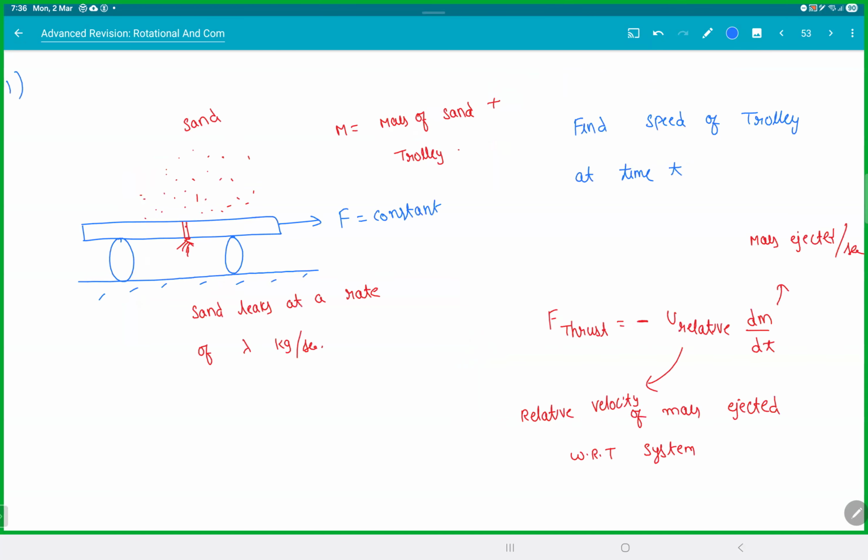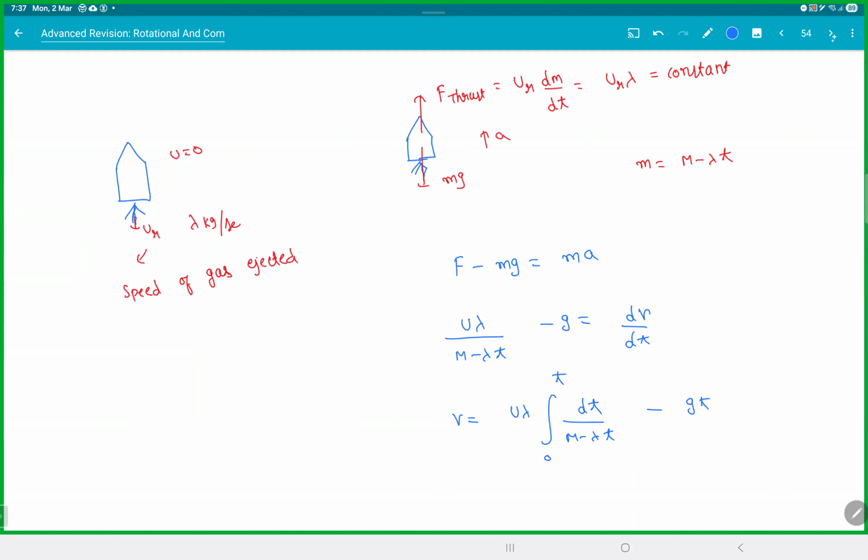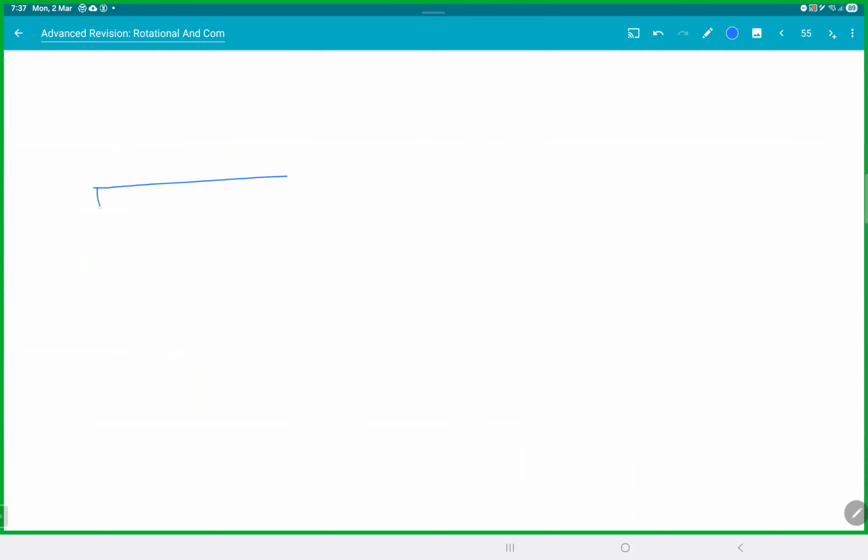Idea is the same. So we have a lot of sand on top of a trolley, and the trolley is applied a constant force. Now mass is changing, so you can't use the equation F is equal to ma. Remember, that's a blunder. F is equal to ma is derived under the assumption that the mass is constant. So how do we do this? Let's say after time t, this is going with v.